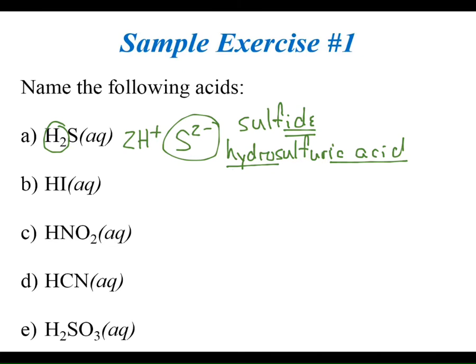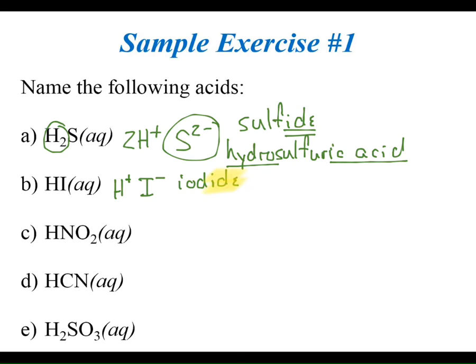Okay. How about the next one? HI. Well, if that breaks apart, it's going to make an H plus. And what else is it going to make? I negative. How do I name I negative? Iodide. Oh, look, again, I see ide. What does ide tell me to do? Put hydro on the front and ic acid on the end.